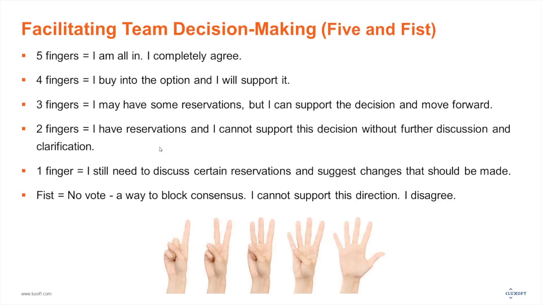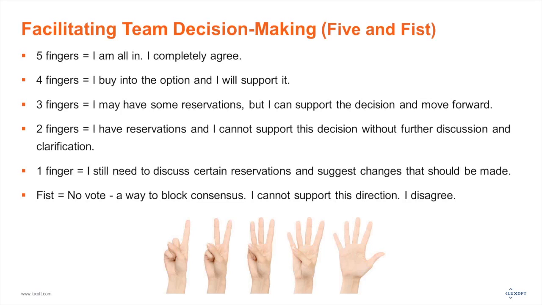1 finger. If I show 1 finger, I still need to discuss certain reservations and suggest changes that should be made. So the changes must be made to this user story. More information should be provided. Probably acceptance criteria should be provided. Mock-ups should be provided. So I will not vote for this idea till some information is added. And fist, it is no vote.